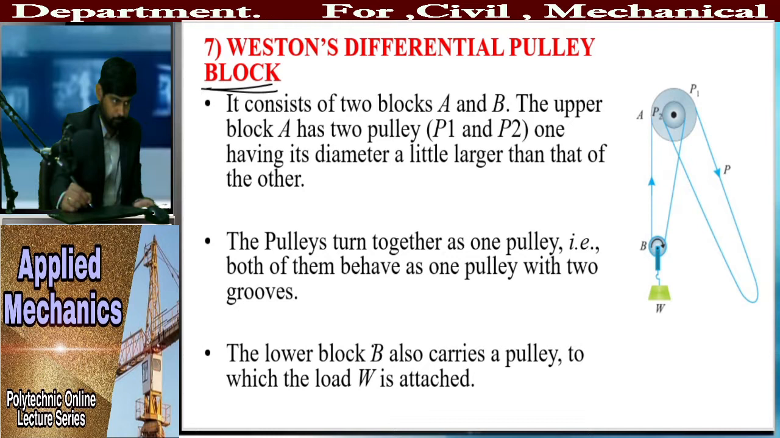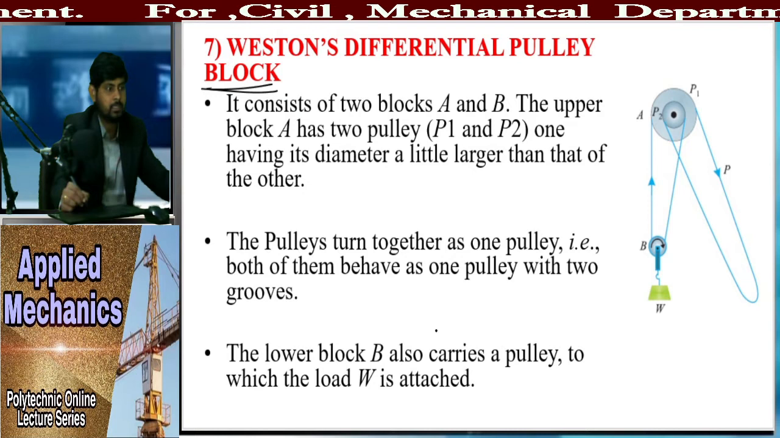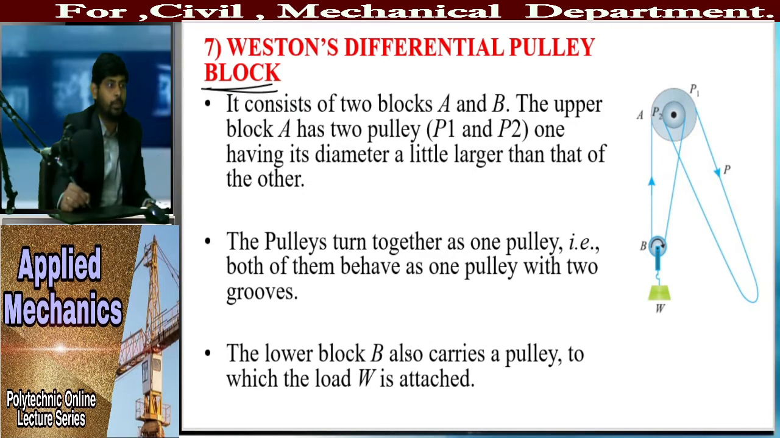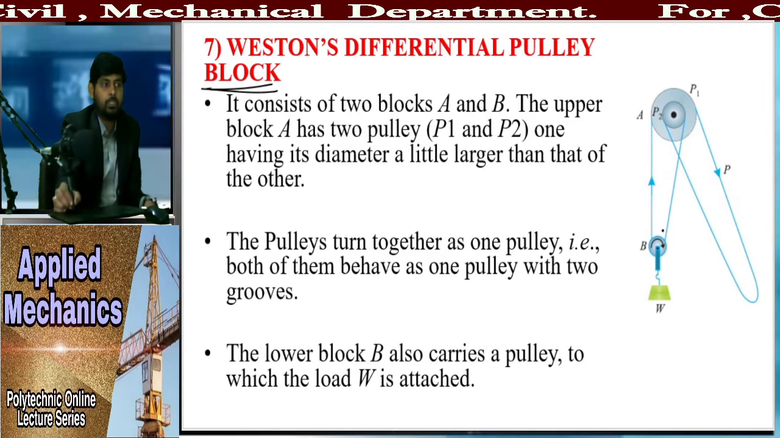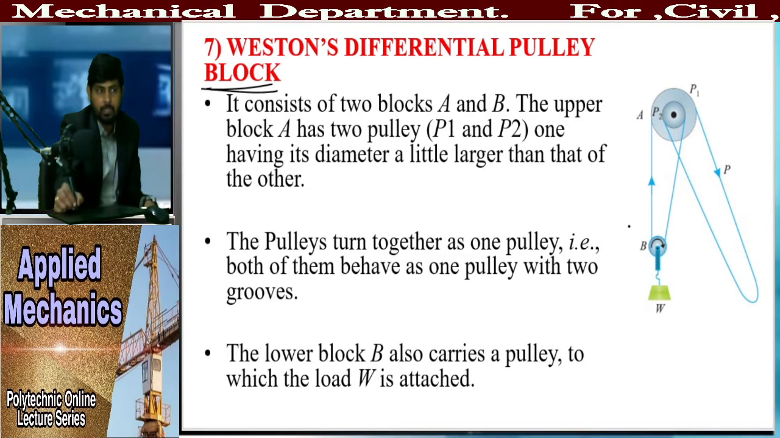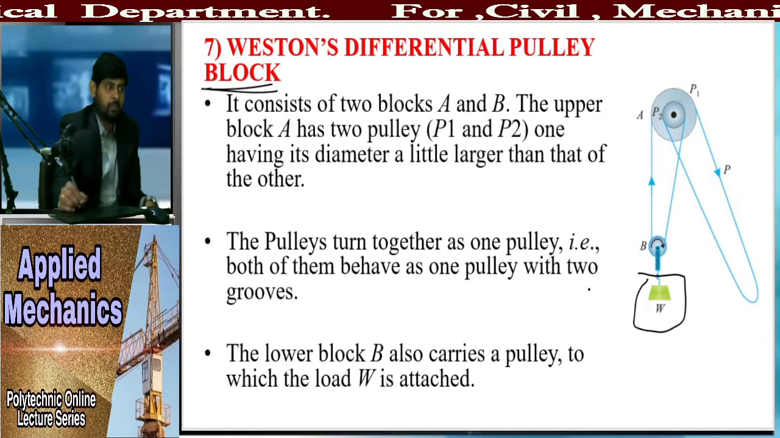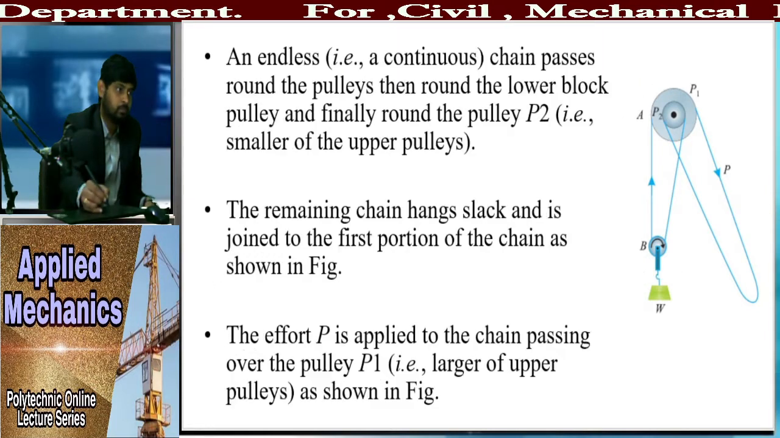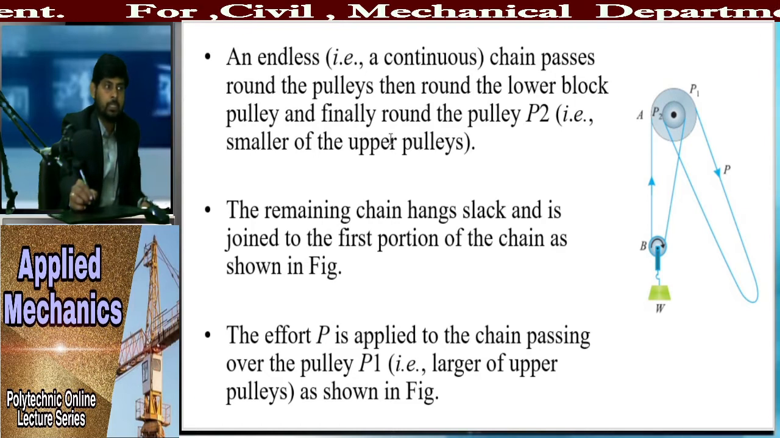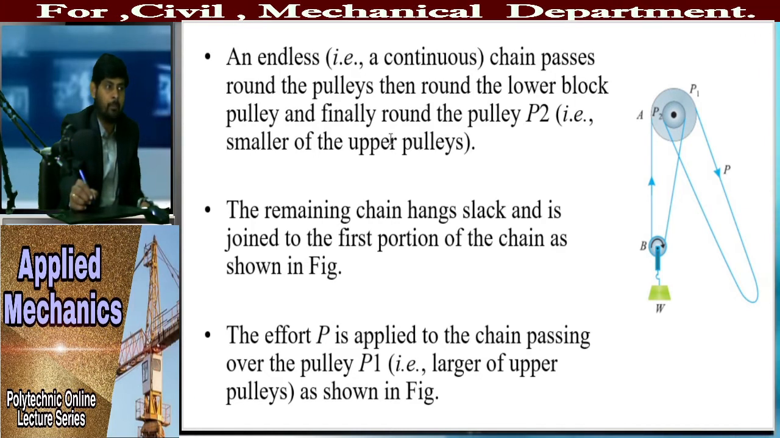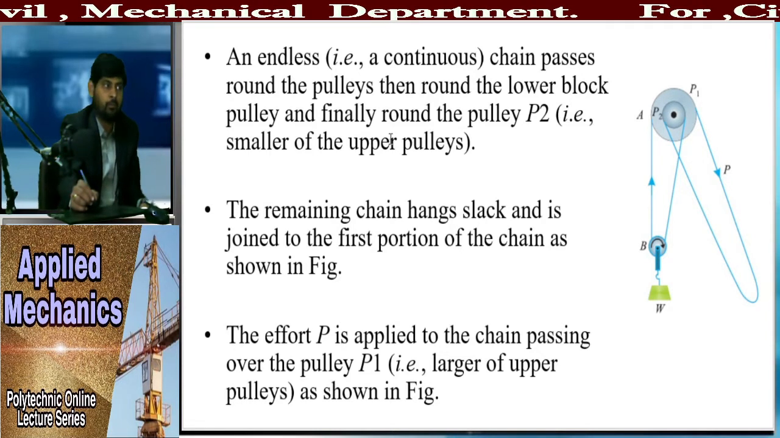ठीक आहे. So you can see here the lower block B also carries a pulley to which the load W is attached. Now you can see here ही जी दुसरी पुली दिलेली आहे, दुसरा ब्लॉक दिलाय B, यावरती आपण वेट अटॅच केलेला आहे, ते लोड अटॅच केलेला आहे. Now an endless, that is a continuous chain, passes around the pulley, then round the lower block pulley and finally round the pulley P2, that is smaller of the upper pulley.